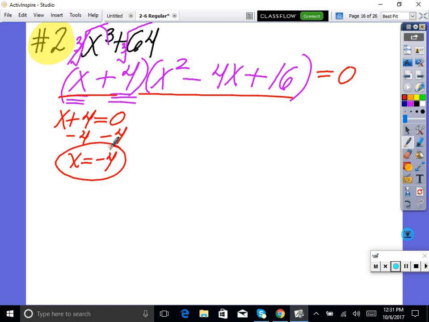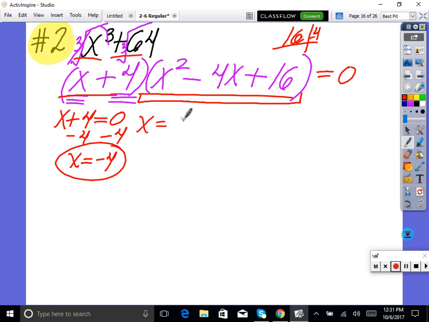Okay, next one. This is not going to factor. Perfect cubes have 3 solutions, but 2 of them will be imaginary, if it's 2 perfect cubes, that is. Okay? So you could try. 1 multiplies to be 16, adds up to be -4. Nothing. So quadratic formula. Here we go.